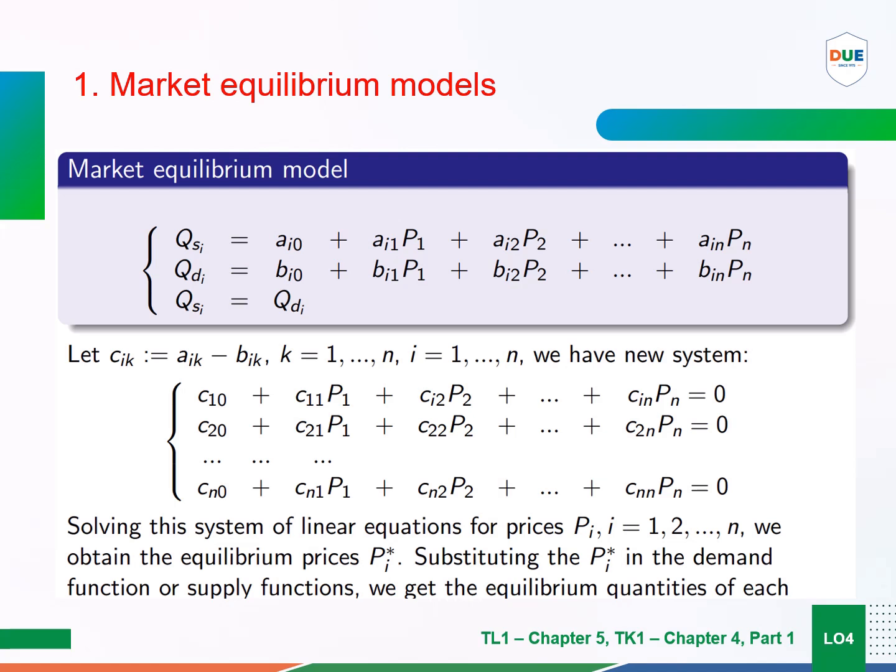So the main idea is straightforward. Set supply equal to demand. Form a linear system in prices. Solve for the equilibrium prices. And then determine the equilibrium quantities.